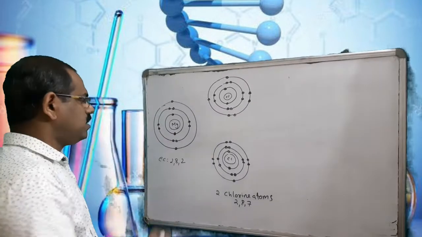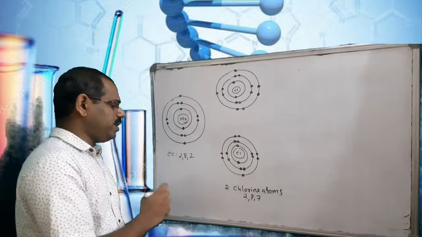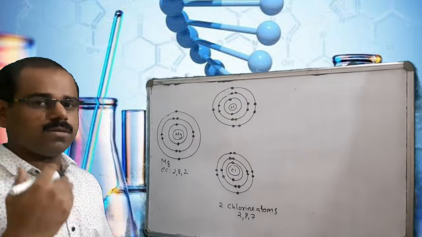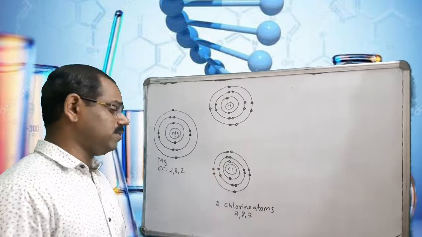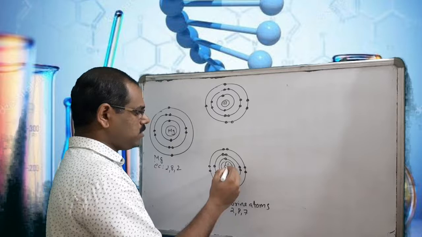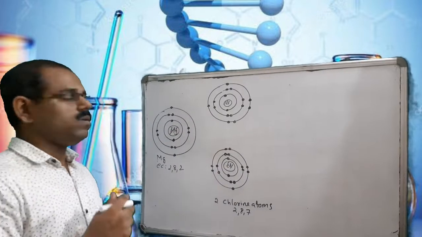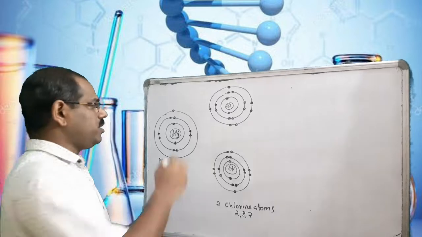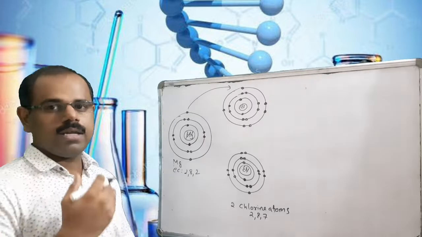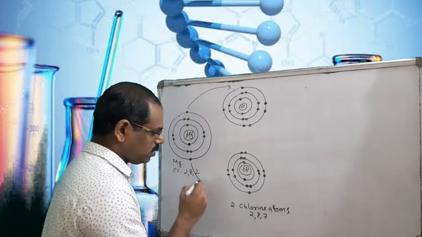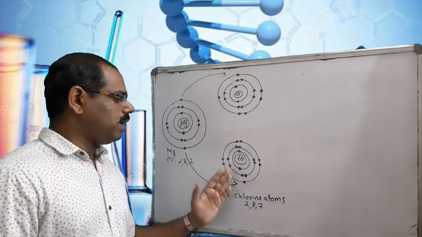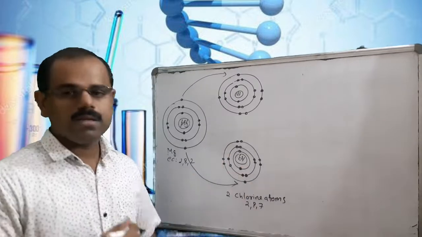Now we have the magnesium atom with electronic configuration 2, 8, 2, and we have two chlorine atoms. There are two chloride ions, so two chlorine atoms are required. This one chlorine atom and the other chlorine atom. Here is the nucleus. So what does magnesium do? Magnesium loses one electron to one chlorine and another electron to the other chlorine. So one chlorine gains one electron from magnesium and the other electron is gained by the second chlorine.